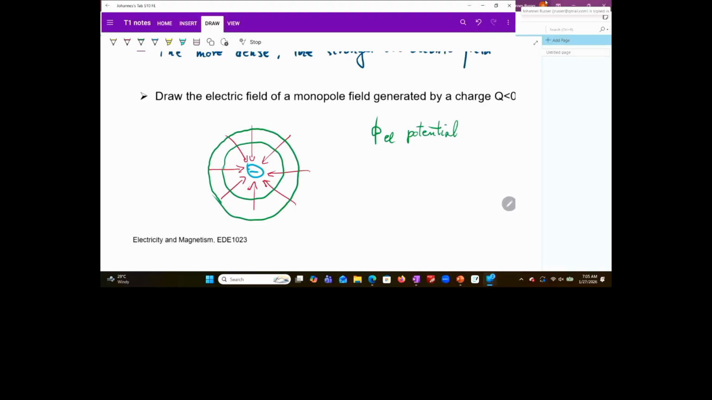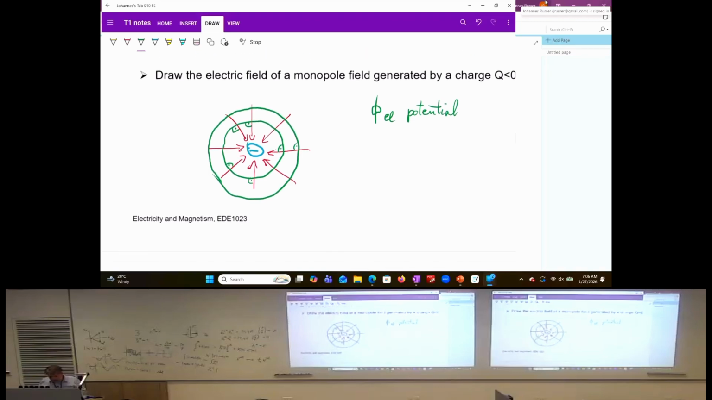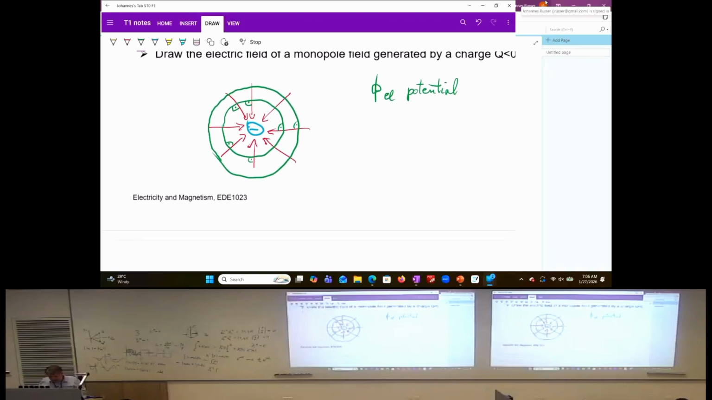And important, these lines are always perpendicular to the field lines. So if you make a field plot, you have to make sure that the electric field lines and the lines of equal potential always intersect at a right angle.